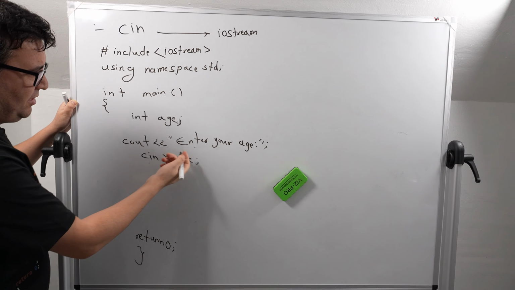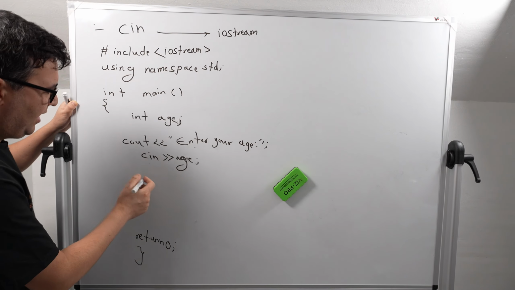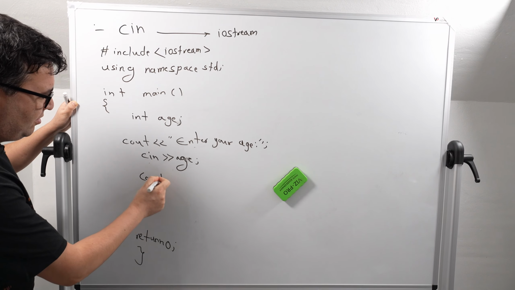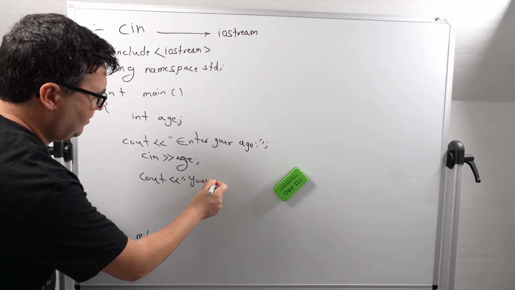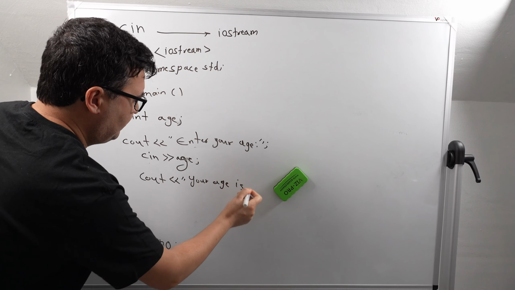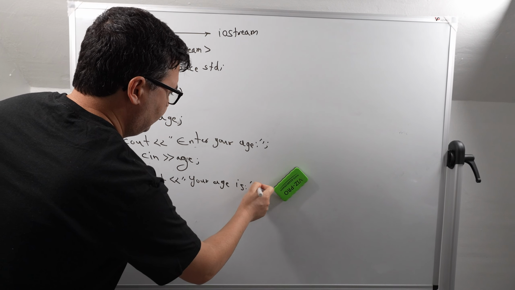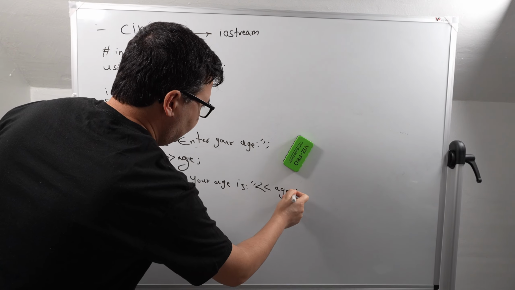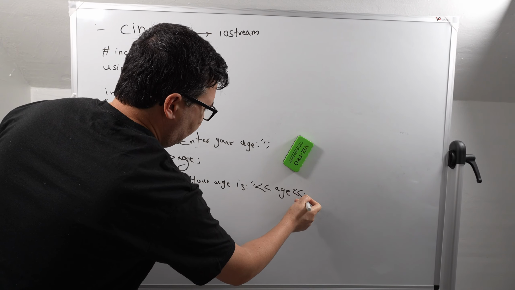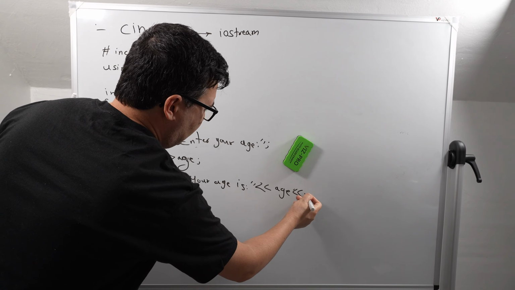When the user is prompted to enter their age, the user enters the age, and then we cout out the age and say, "Your age is," put here the age, and we can say endl.